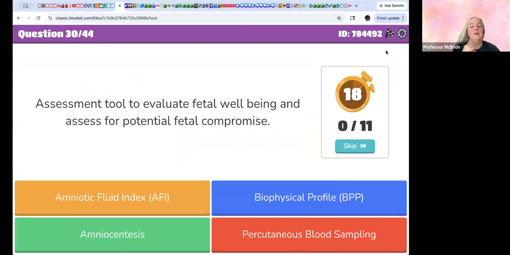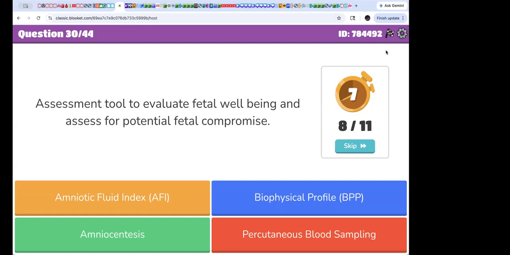An assessment tool to evaluate fetal well-being and assess for potential fetal compromise. Oh, dang, I think I messed that up.